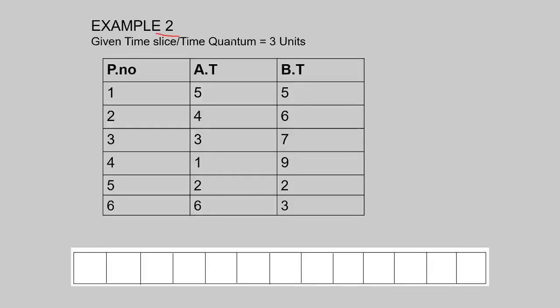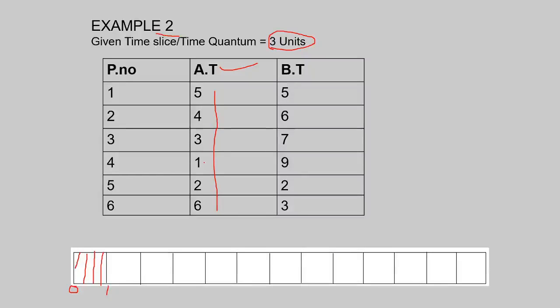Now the next example we'll see. Here they have given the time slice as 3 units, so every process has to execute for 3 units. First consider the arrival time. Check which process has arrived at the 0th unit. At the 0th unit none of the processes has arrived, so the CPU is going to remain idle from 0 to 1 unit.